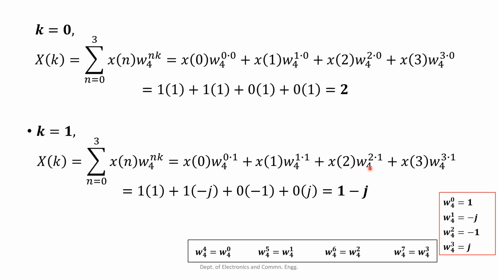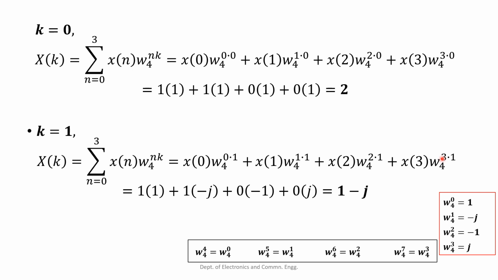X of 2 omega 4, n value is equal to 2, k value is equal to 1. X of 3 omega 4, n value is equal to 3, k value is equal to 1. Now simplifying all this, this will become omega 4 power 0, omega 4 power 1. After simplification, that means multiplication of these two, then this will become omega 4 power 2. This will be omega 4 power 3 we are going to get.